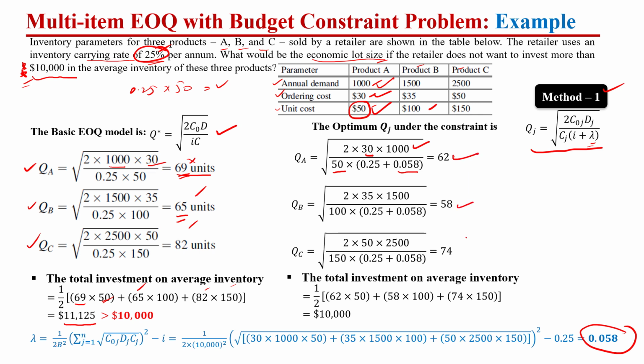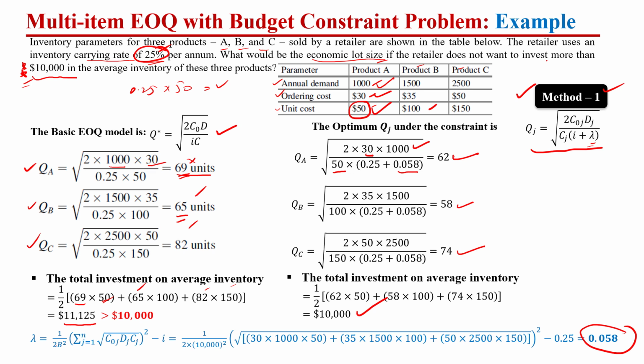Same is the case for product B. Same is the case for product C. If we get this, the total average cost is $10,000. Now the budget constraint is satisfied. So this is method number one, approach number one.